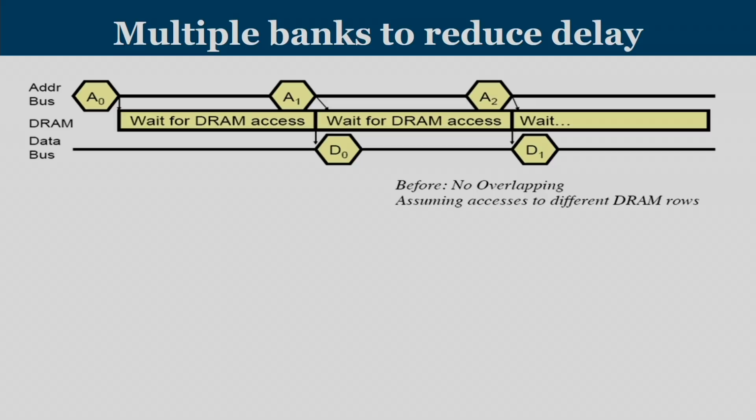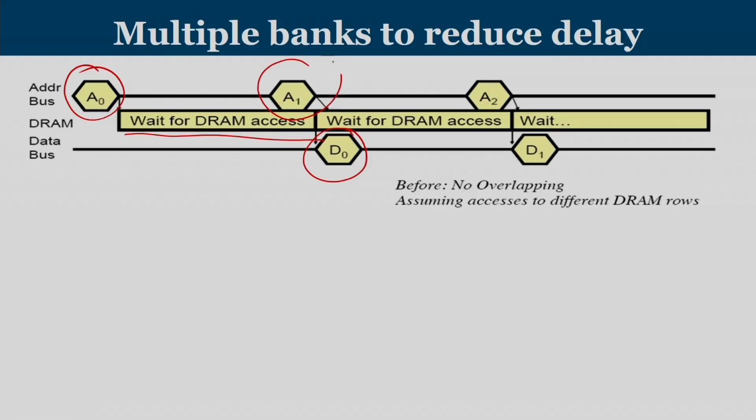Now, we have multiple banks to reduce the delay. How is this possible? Consider this case where the timing diagram is given. Let us say I am going to give an address. This address will reach the DRAM. DRAM has to perform the row address strobe and other operations. At the end of this operation, it is going to give you the data.